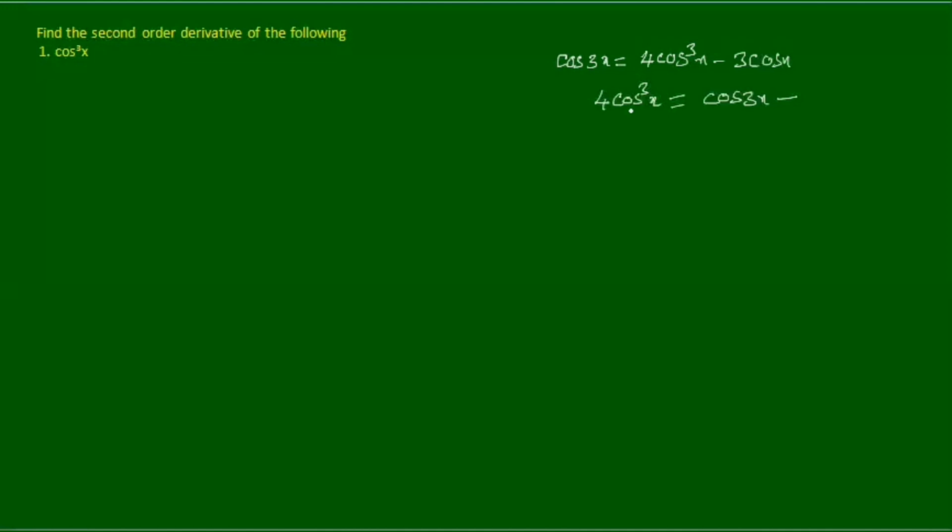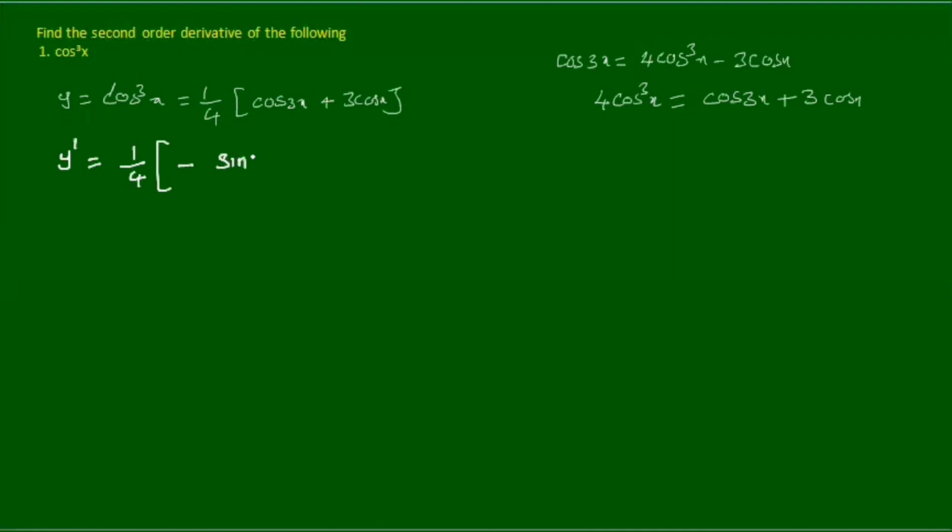What's given? Cos cubed x is given, so I consider this as y is equal to cos cubed x. So cos cubed x can be written as 1 by 4 into cos 3x plus 3 cos x, from the formula. Now we are going to differentiate first time. So y dash is equal to 1 by 4 as it is. Cos derivative is minus sin 3x. 3x derivative is 3. Plus 3 into cos derivative is minus sin x.